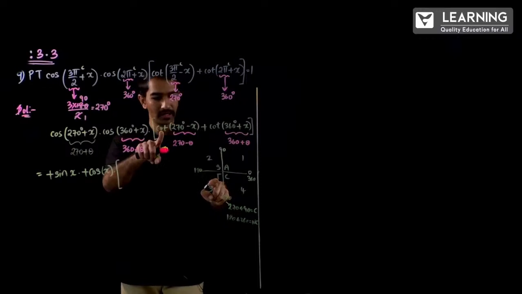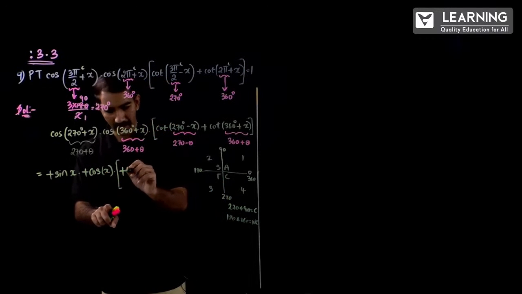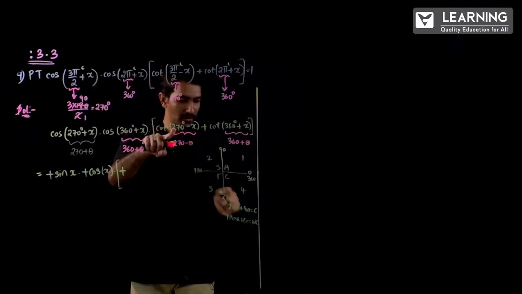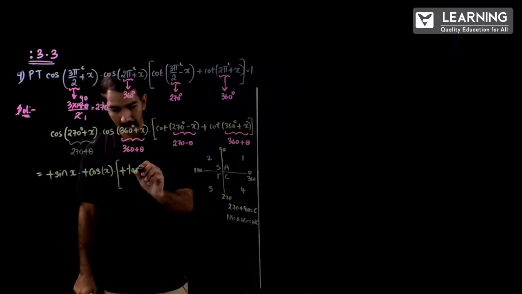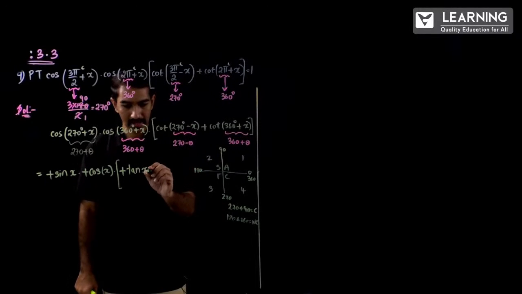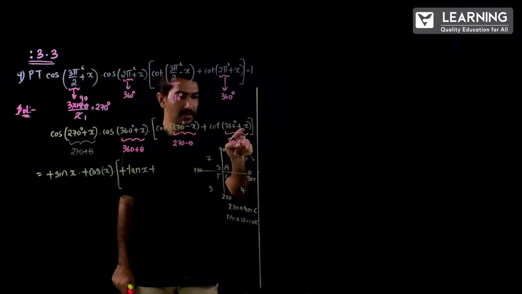What do we have here? Cot. So what will happen? Positive. 270 is coming. What will happen, students? The ratio will get changed. So cot will become how much? Tan. And the degree as it is, x plus 360 plus theta.